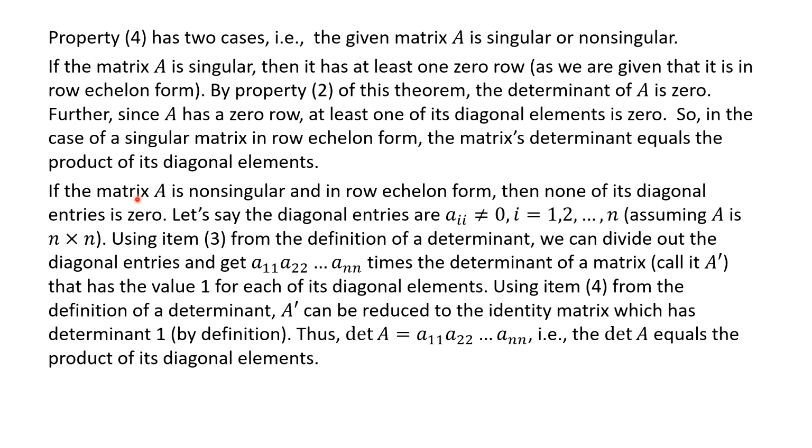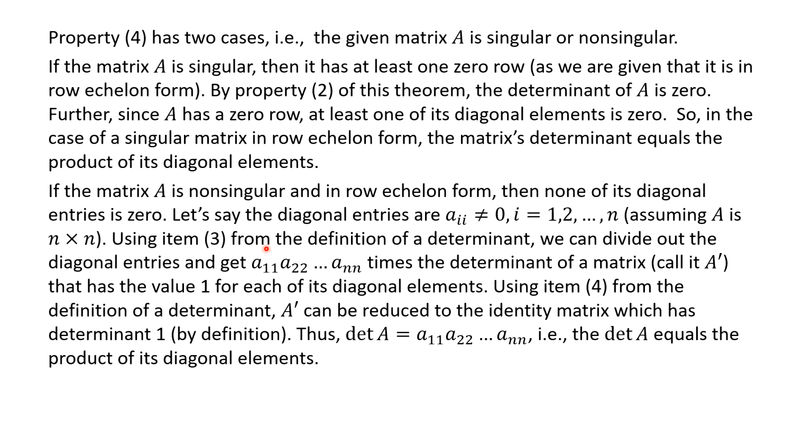Then we have the other case where A is non-singular, in other words, it's invertible, and in row echelon form, then none of its diagonal entries is 0. That follows from theorem 25 again. Let's say the diagonal entries are a_ii not equal to 0, assuming A is n by n. So this is just the notation for the diagonal elements.